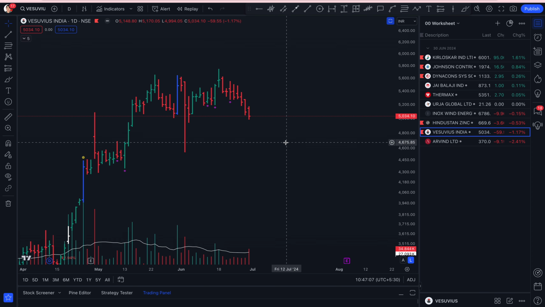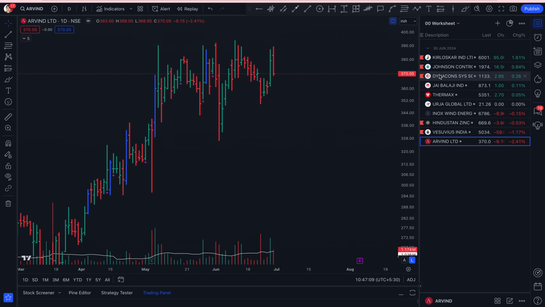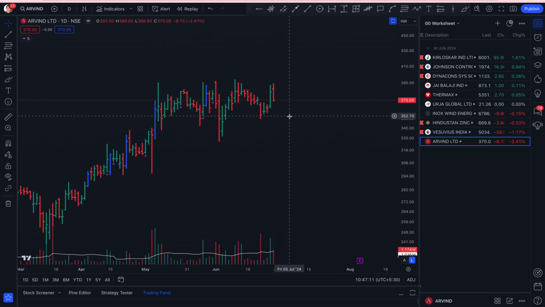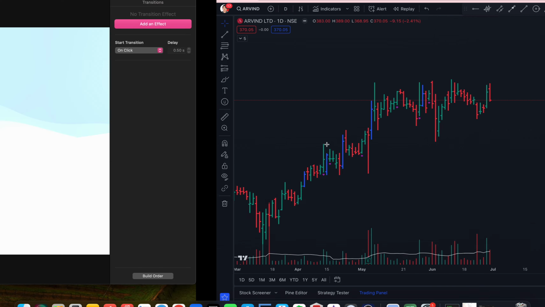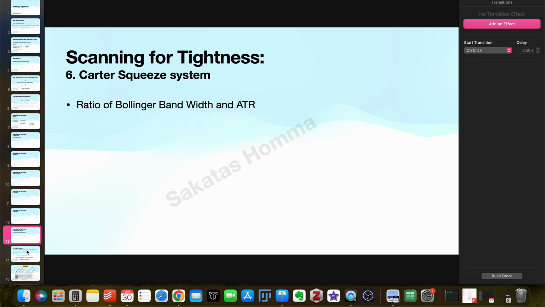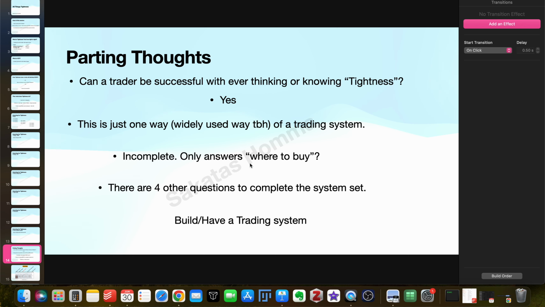Scanners will scan for what you've coded. Arvind Limited is getting tighter at the left side. So this is the last way to code for tightness. Okay. All right, I'm almost at the fag end of my presentation.